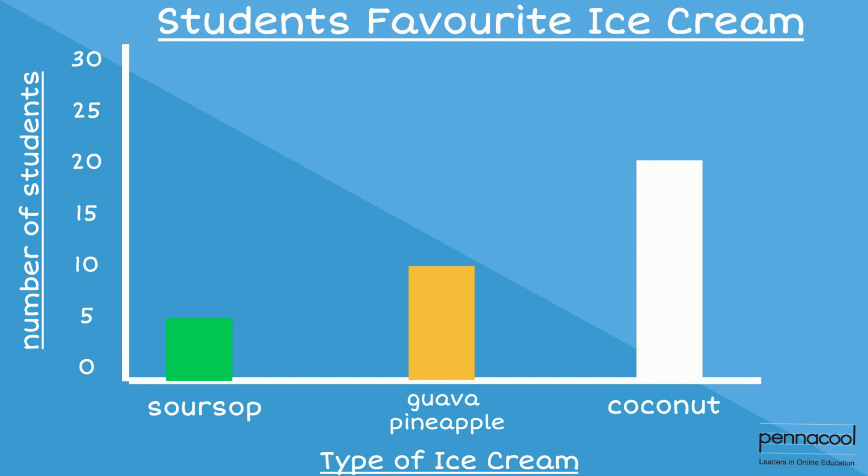Now that the bar graph has been completed, can you tell which ice cream flavor was the least popular? If you guessed soursop, then you are correct.